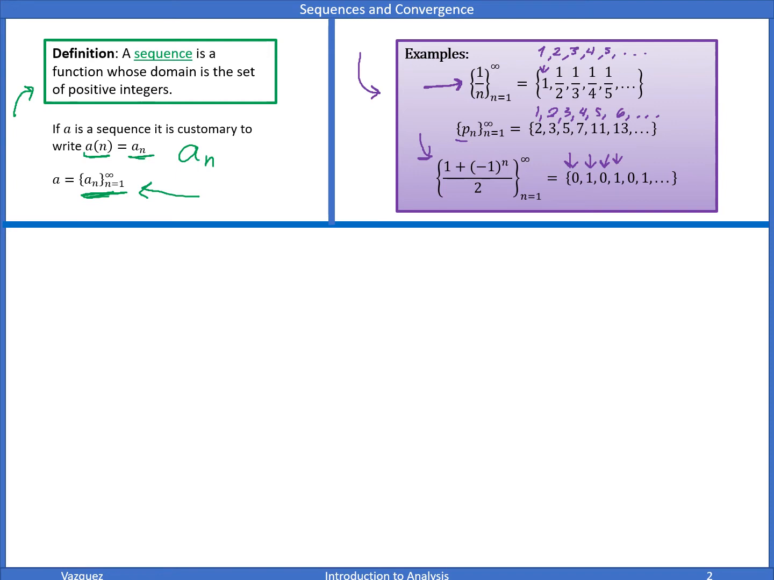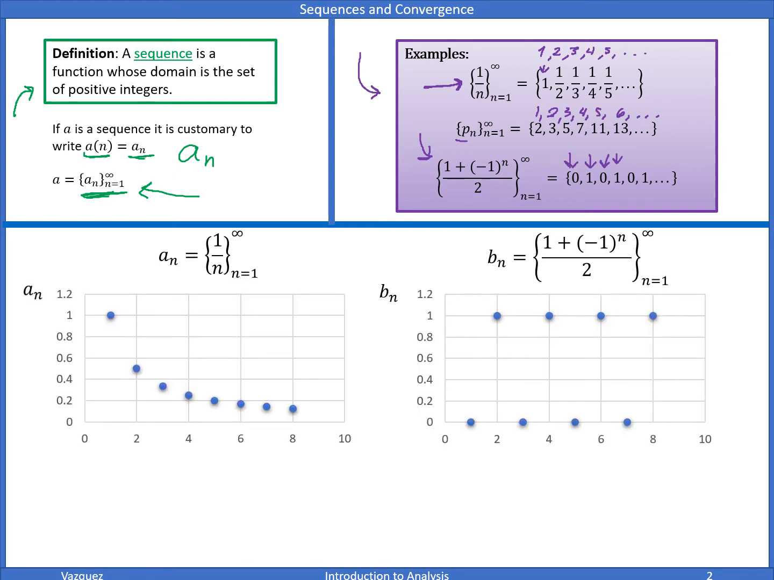From now on, all sequences will be sequences of real numbers unless I specify otherwise. This allows us to dispense with unnecessary language, but we'll still allow other types of sequences when needed. If we take a look at the first example and the third example, we're going to call them a sub n and b sub n. These sequences, if we graph them, look something like this.